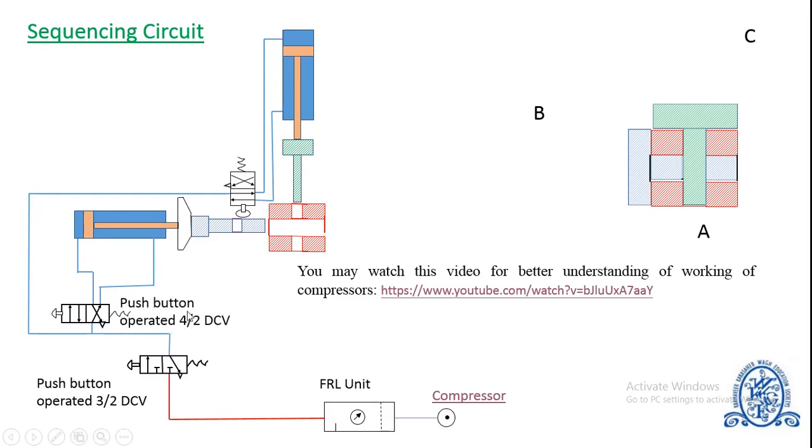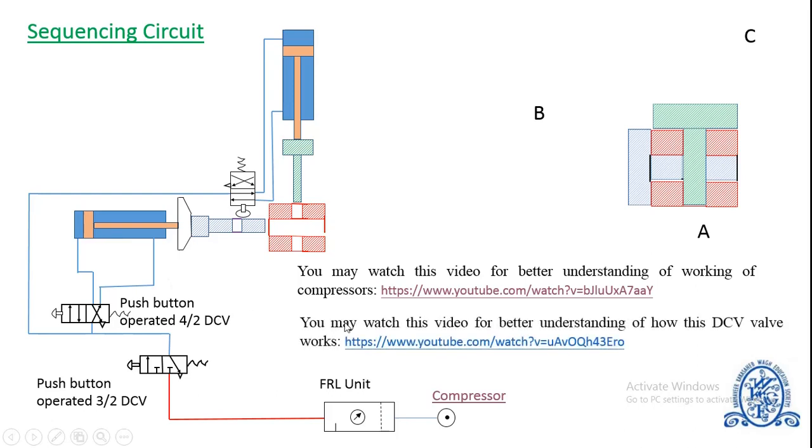Next component is push button operated 4x2 direction control valve. Working of 4x2 direction control valve is similar to 3x2 valve, except that in 4x2 valve there are 4 ports, port 1, port 2, port 3 and port 4. The connection of these ports provides extension and retraction of piston in case of double acting cylinder. You may watch this video for better understanding of how this direction control valve works.